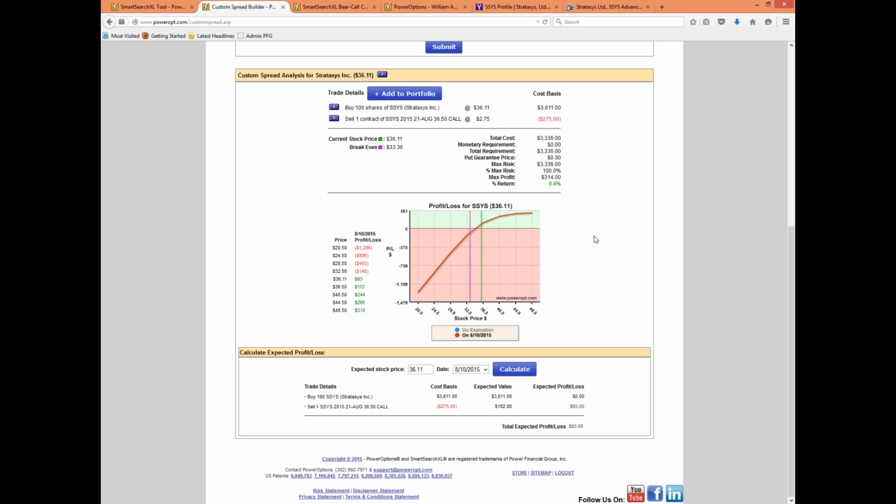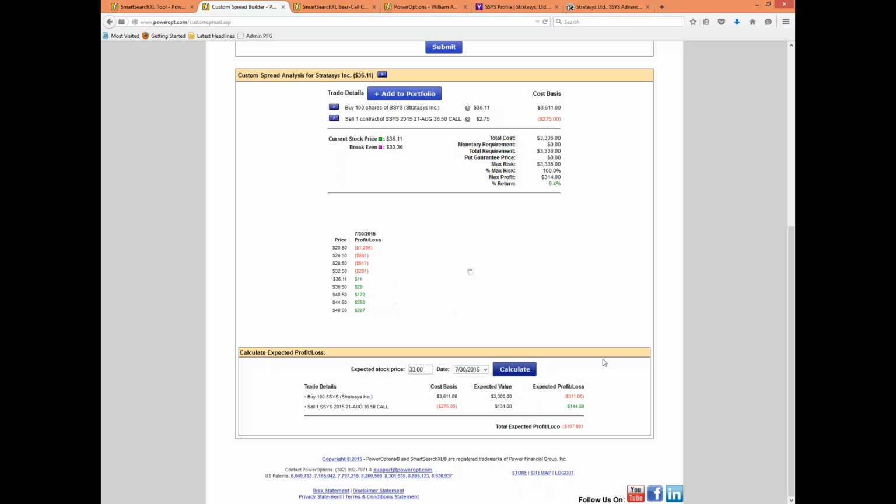On the profit and loss chart, once we've looked at the graph and seen our halfway point and our static expiration, I want to run some basic what-if scenarios. Down below, we can calculate the expected profit and loss. What's an important date to us right now in this position? Obviously, it's July 30th, when the earnings are coming out. So I want to see what would happen if the stock dropped 10%, down to about $33 per share, not on expiration, folks, but on the earnings date. Put in $33 and July 30th. Let's go ahead and hit calculate.